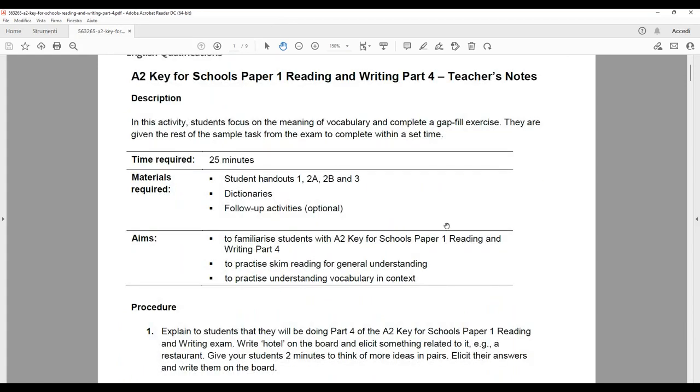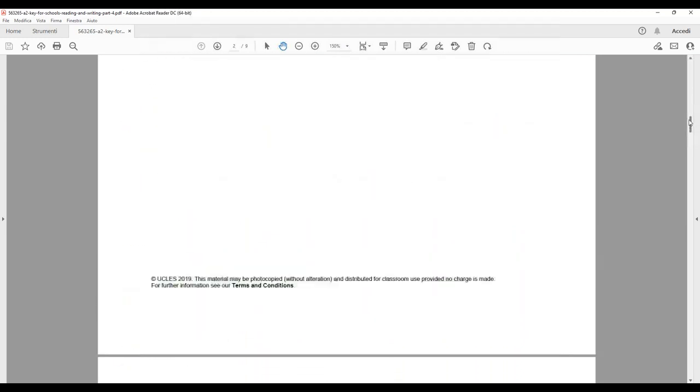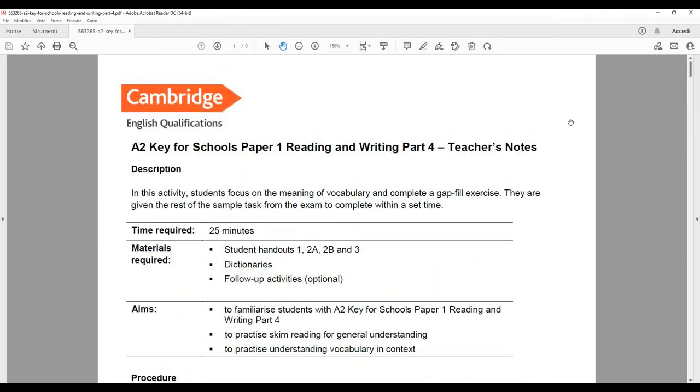Okay, was it easy or was it difficult? Please let me know what you think about it. Okay, I hope that this was a good example of this kind of exercise.